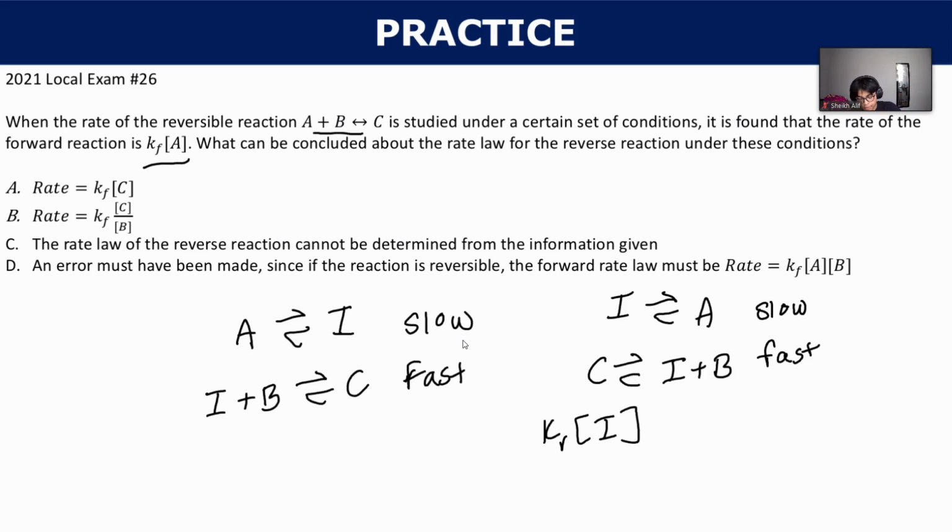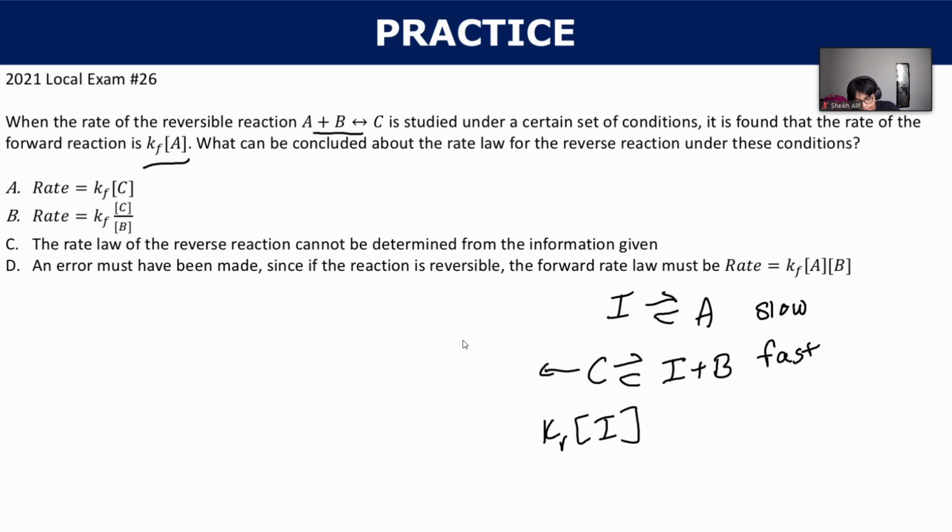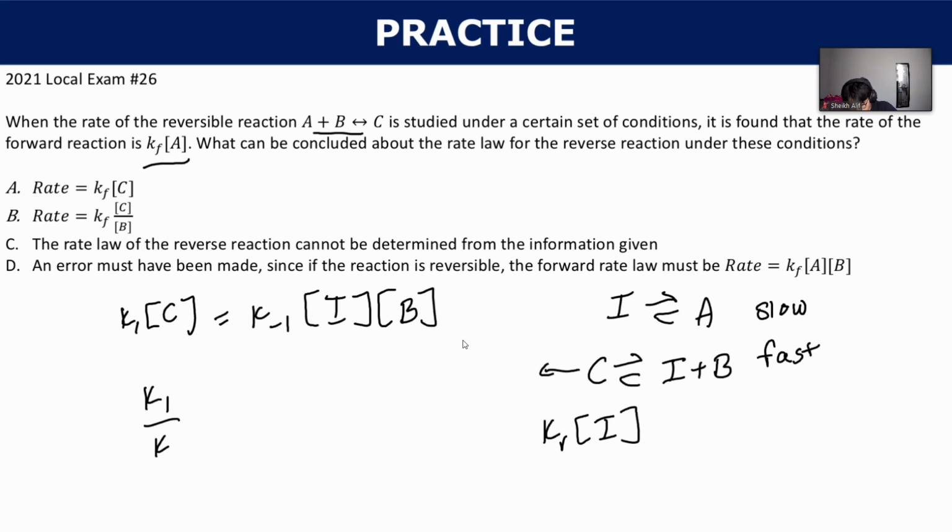So what we can do is take the fast equilibrium step. Let me erase the forward reaction so I have more space. K1 times C, the forward reaction, is going to equal the reverse reaction, K negative 1 times I times B. If we solve for I, it's going to be K1 over K negative 1, times C over B. And that's going to equal the concentration of I.